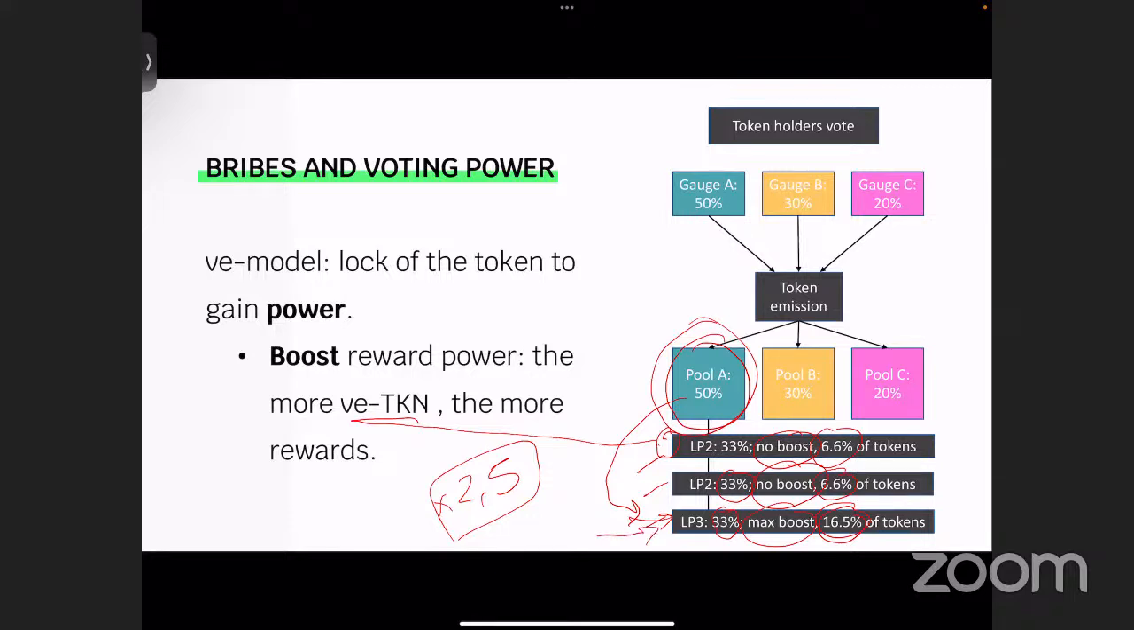So actually, LP3 will win 16.5% plus basically the 10%, so 20% more, because this guy and this guy lost 10%. They don't win the 10%. So this is how it works. It's interesting: if you're a liquidity provider, you want to have the maximum boost in order to win as much reward as possible.